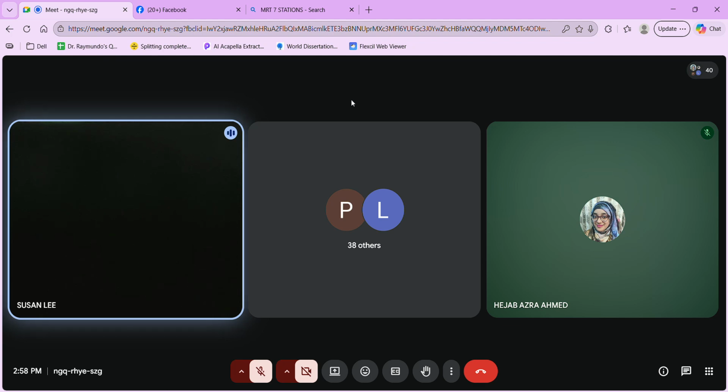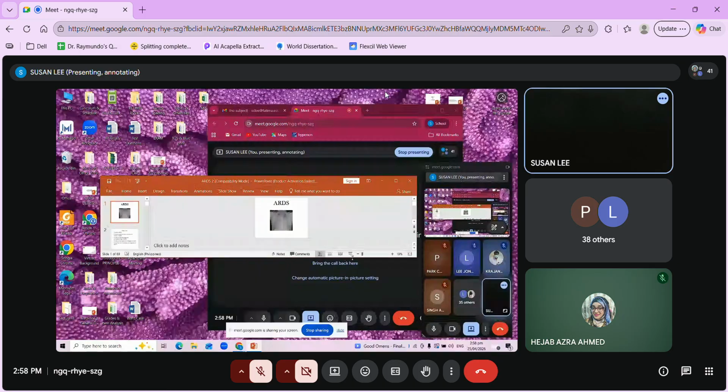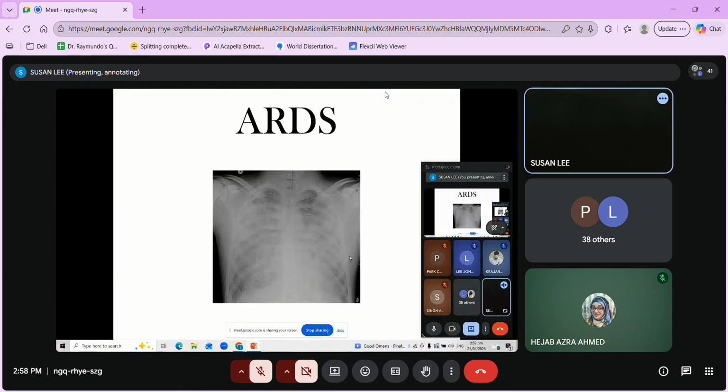Wala pa rin. Sira ba ang computer ko? Di kanina nakagamit ka naman baka. Ayun.